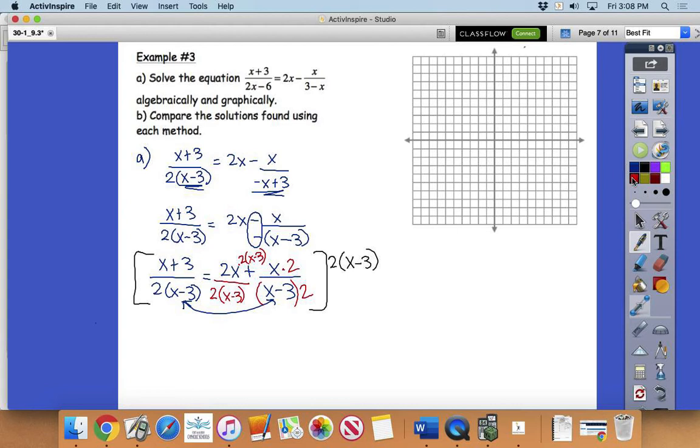What that does is it crosses off all the bottoms and this top numerator. So what you're left with is x plus 3 on the left, and then we have 2x times 2, which is 4x, multiplying by x minus 3, and then we have 2x. When we expand, when we get rid of the brackets, we distribute the 4x in, and that gives us 4x squared minus 12x plus 2x.